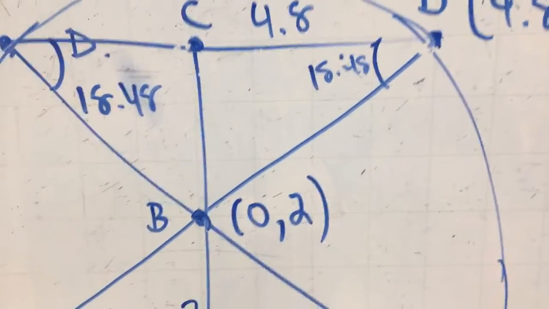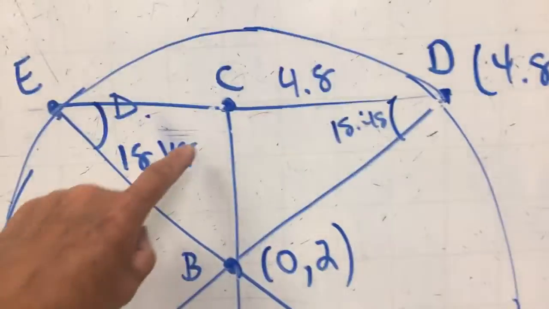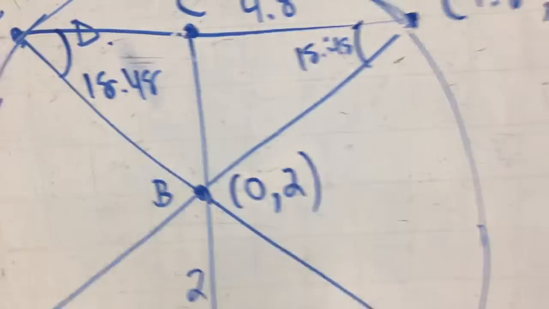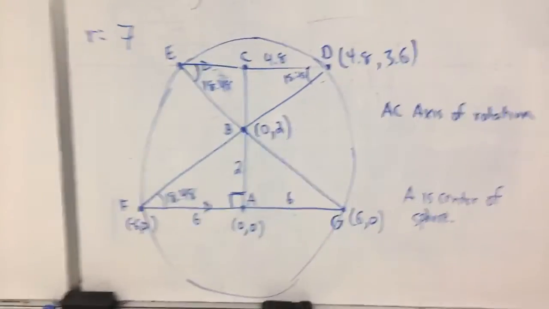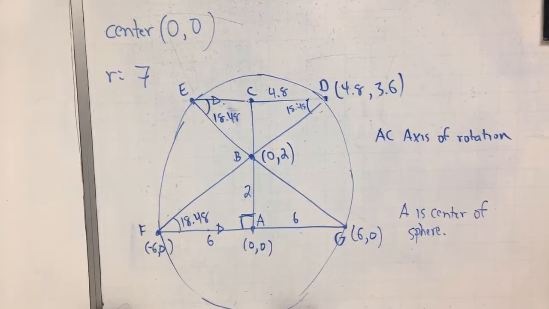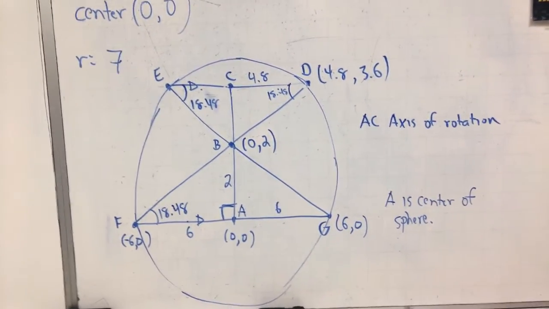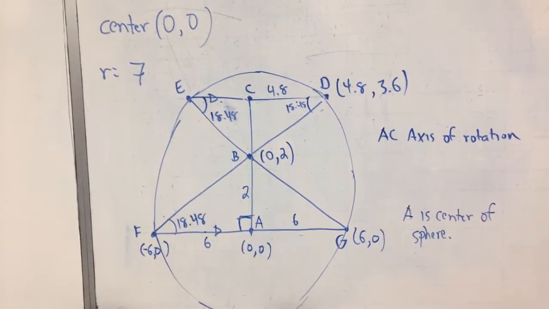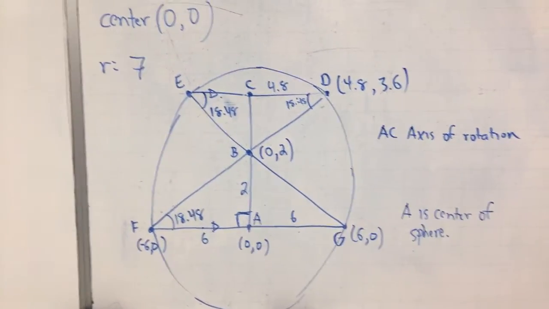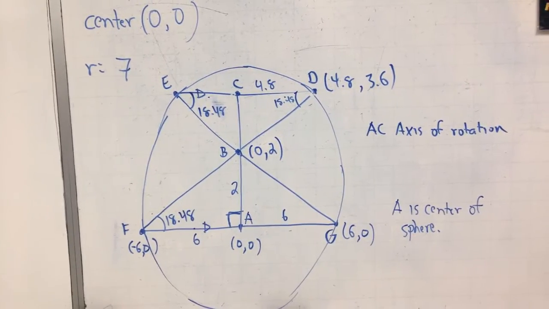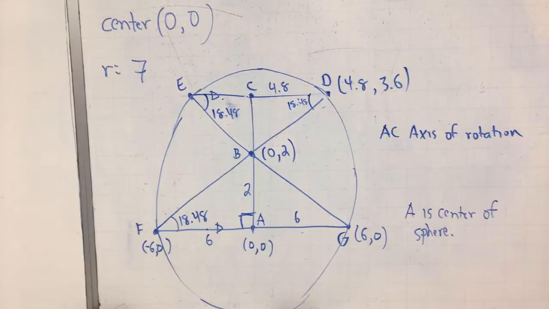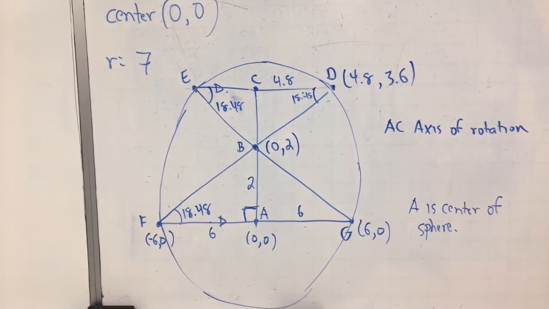Now you can use some of your right triangle trig ratios. Is this a 90-degree angle here also? Parallel lines, 90? Yes, it is. All right? So you can use your trig ratios to find the lengths of all of the sides of those triangles. Now, why do you need the lengths? Because I'm going to ask you what's the volume of the right circular cone that's generated when you rotate triangle EDB and triangle FGB about that axis of rotation, AC.